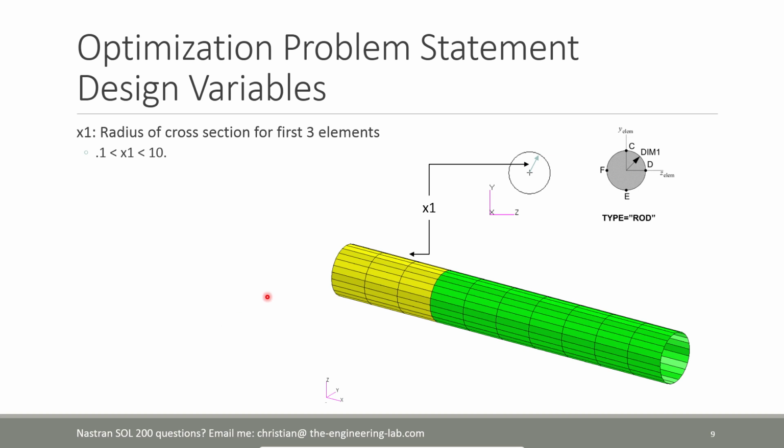So now let's go over the optimization problem statement. The first design variable will be the radius of the cross section that you see here in the yellow part of the section. This entire rod is actually composed of two sections. Initially, they share the same radius, but we're going to modify the radius for just the beginning section that you see here in yellow. We are going to let the radius vary between 0.1 and 10. Again, the goal is to let the radius vary in the hopes that we can obtain a new structure that has mode shapes that match the experiment.